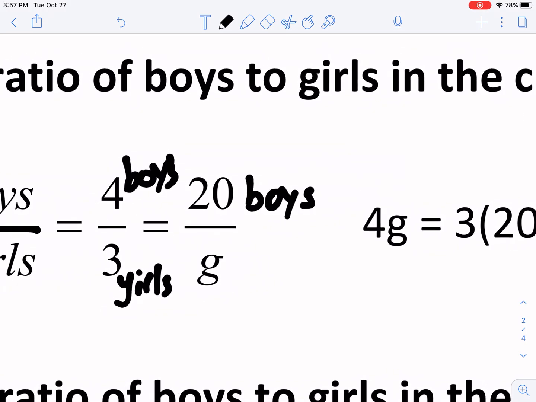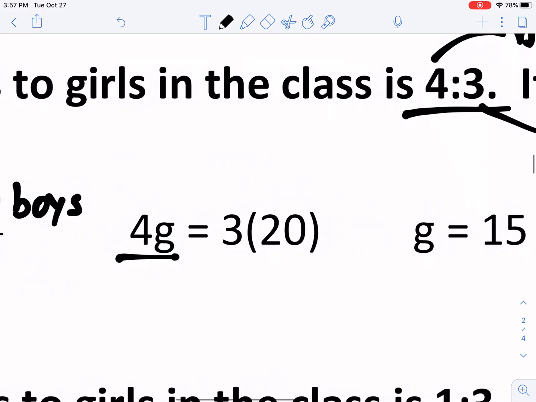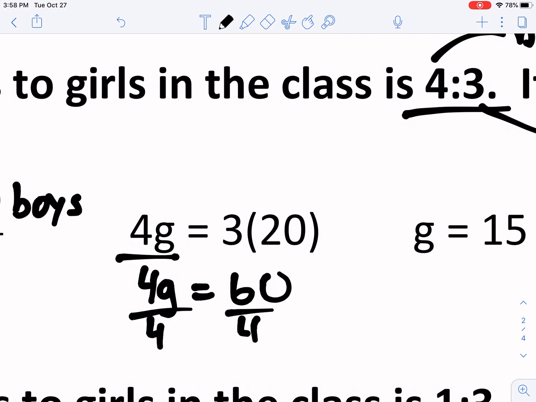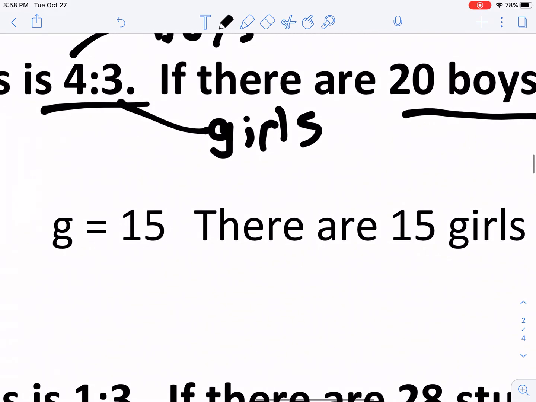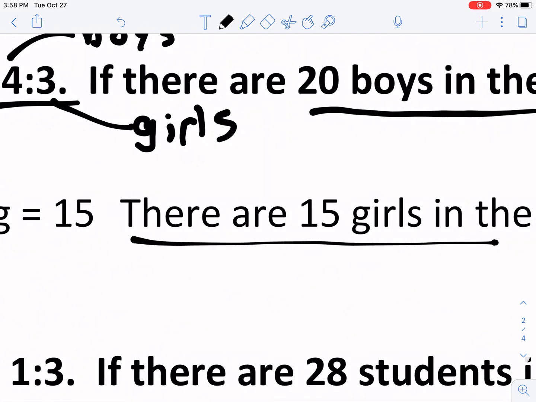Well, setting that equal, we could cross multiply 4 times g, okay, and then 3 times 20. We can solve for that. 4g stays the same, is equal to what? 60, okay? Then divide by 4, what are we going to get? Well, g is going to equal 15. So in other words, there are 15 girls in class.